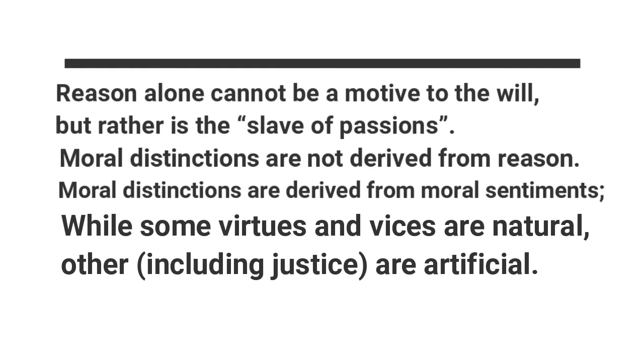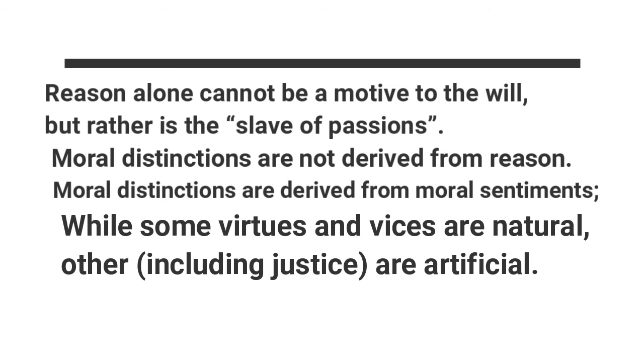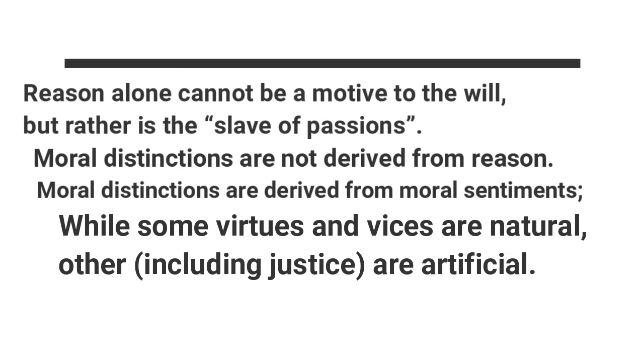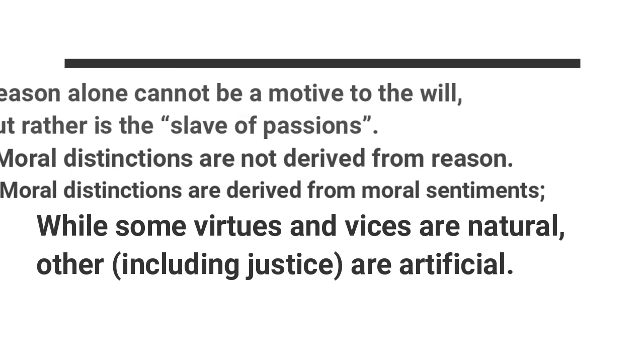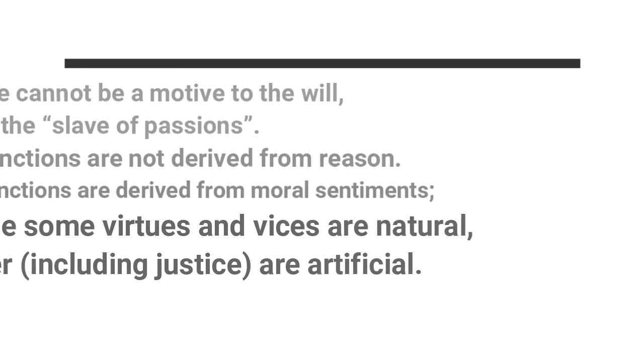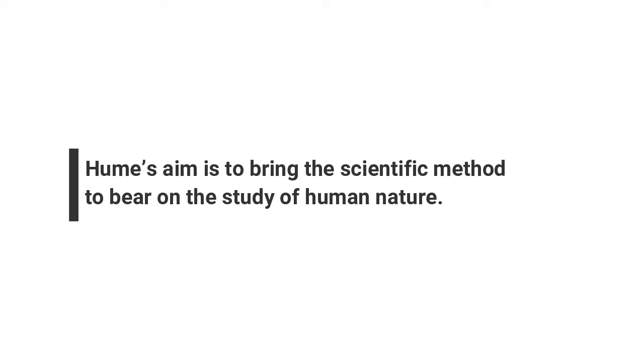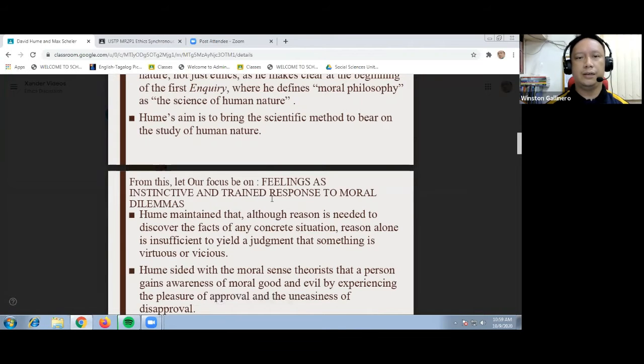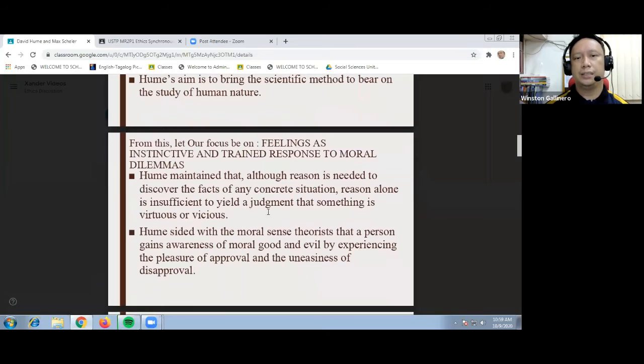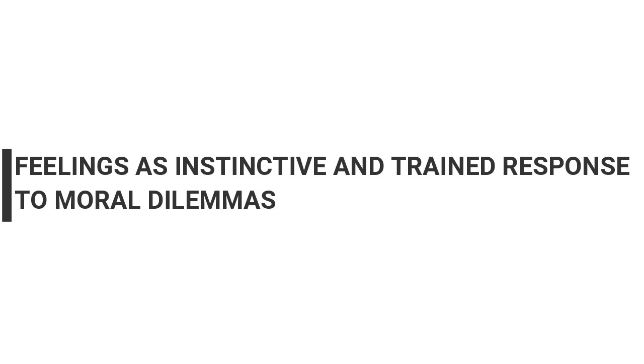As the title of the treatise proclaims, Hume's subject is human nature. He summarizes his project in its subtitle, an attempt to introduce the experimental method into moral subjects. In his day, moral meant anything concerned with human nature, not just ethics, as he makes clear at the beginning of the first inquiry, where he defines moral philosophy as the science of human nature. Hume's aim is to bring the scientific method to bear on the study of human nature. From this, it has focused on feelings as instinctive and trained response to moral dilemmas.